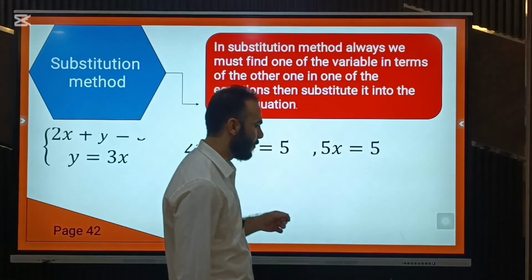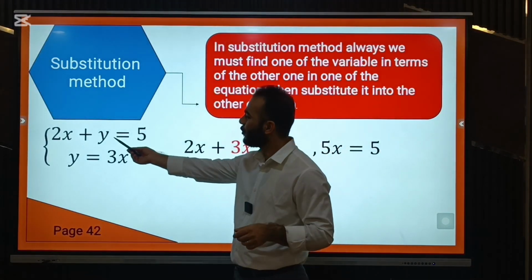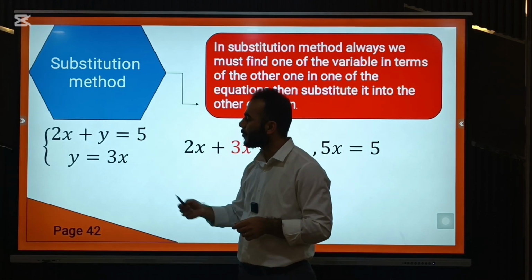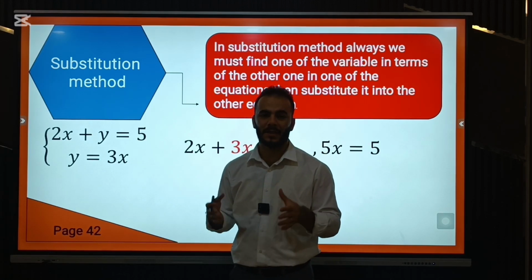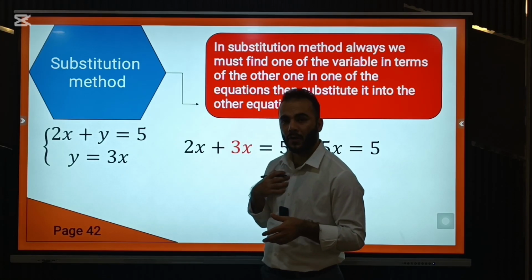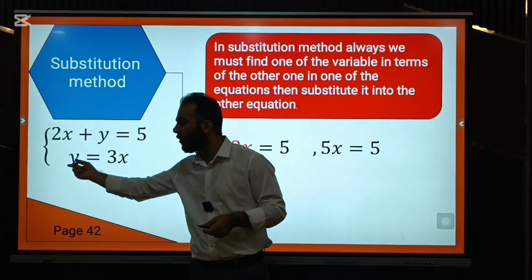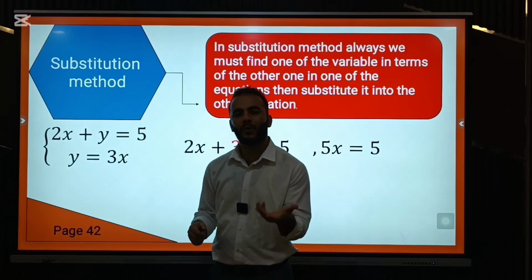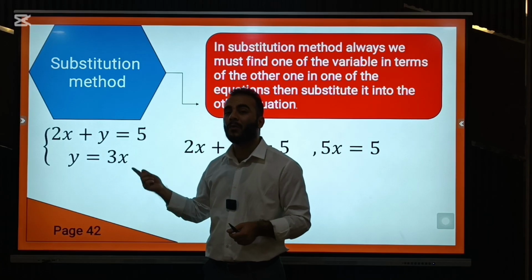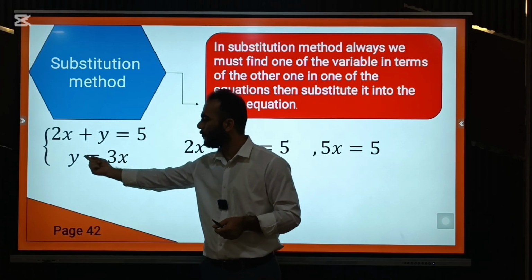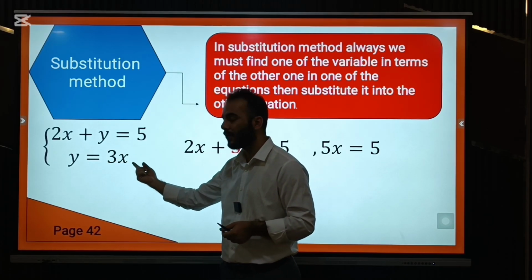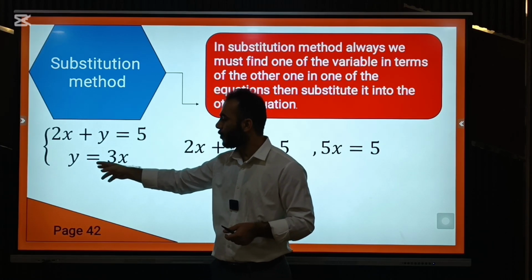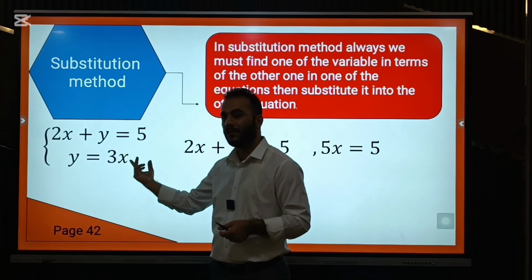Take a look at this example. The system is 2x plus y equals 5, and y equals 3x. That is a system that I talked about. Look, linear equation, linear equation. Both of them are linear equations. The question is how to solve it, what method we should use. As you can see, it's already given: in one of the equations, one of the variables is written in terms of the other one. What I mean by that is y equals 3x, so y is written in terms of x.